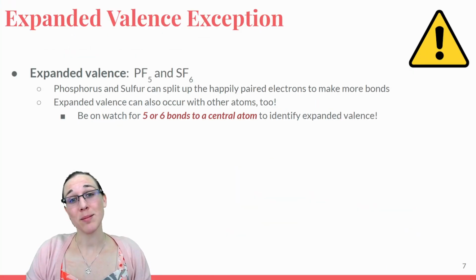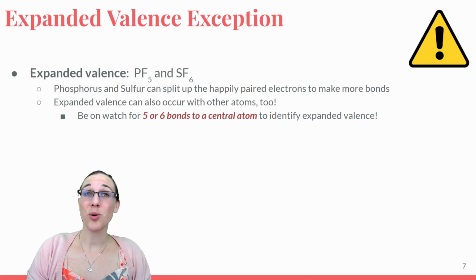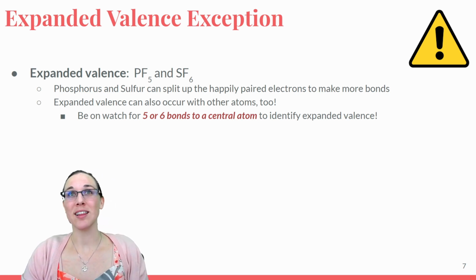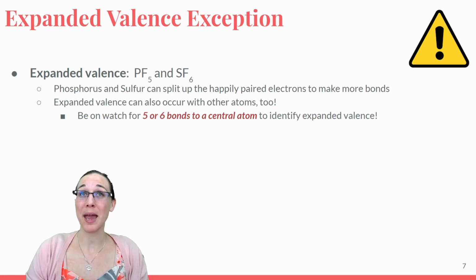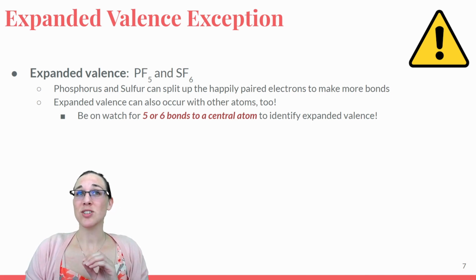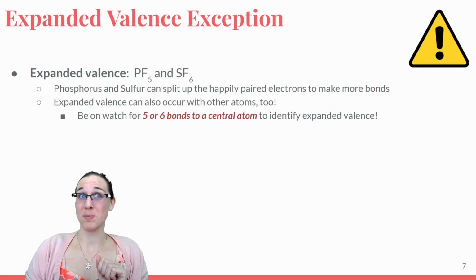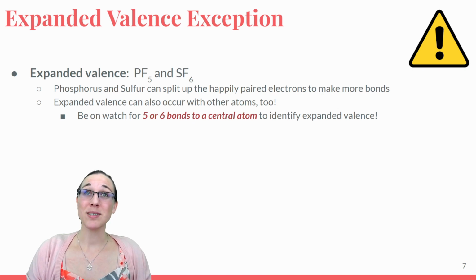And our final exception is called expanded valence. So these are the atoms that are actually happier with even more than an octet. So phosphorus and sulfur can literally split up 2 happily paired electrons to make more bonds to itself. Whereas before we were leaving those lone pairs alone because they already had a buddy, phosphorus and sulfur are like, nah, we're going to break them up and hook up with a different atom because that's way more appealing. Keep an eye out for other atoms that can do this too. Phosphorus and sulfur aren't the only ones, but they are typically the ones you will see.